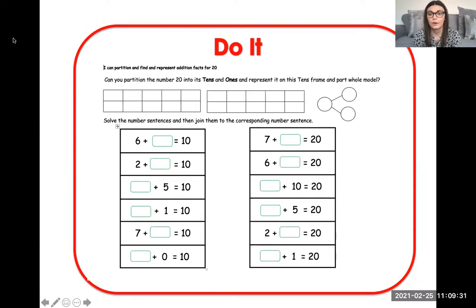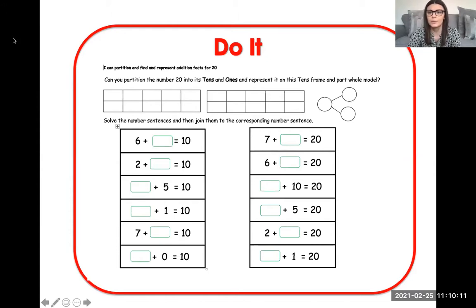So your activity for today is, so the learning objective: I can partition and find and represent addition facts of 20. So the first part that you're going to need to do is, can you partition the number 20 into its tens and its ones using a tens frame? And then could you partition the number 20 into a part whole model? The second part of your activity is you need to solve the number sentences. So you've got the tens on the one side and 20 on the other. So you need to work through both. And then once you've done that, you're going to join them up with a line to match them together.